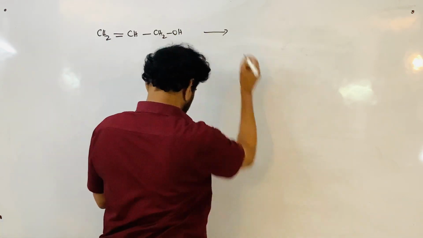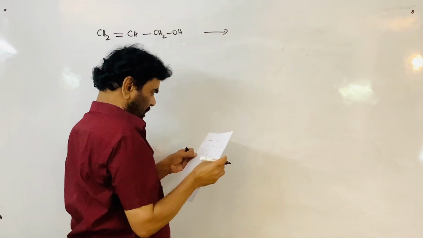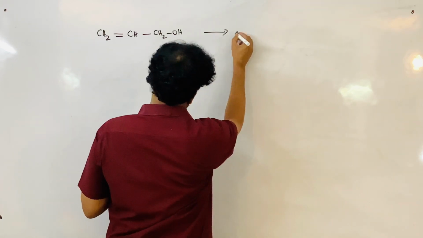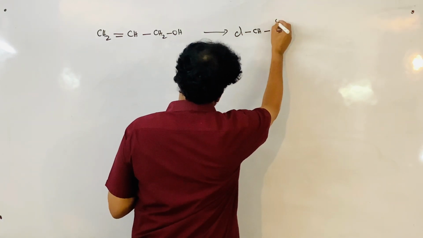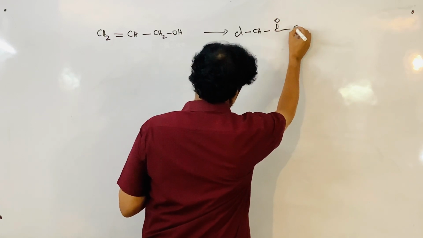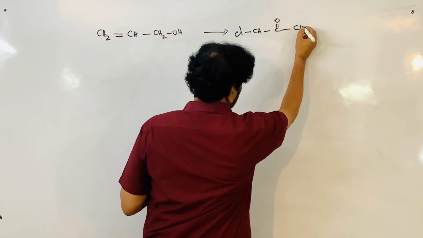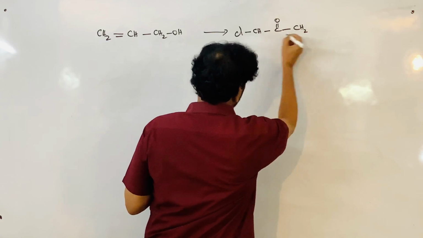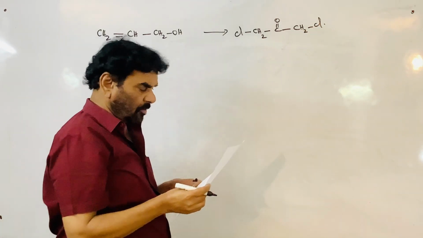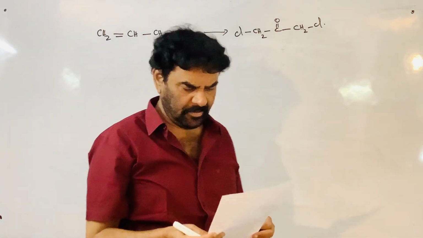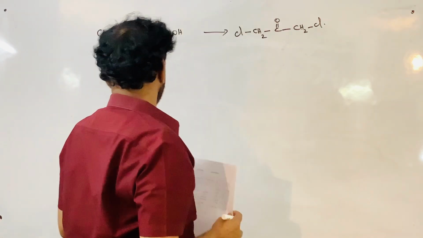The product is, this is Cl, dichloroacetone, or CH2CH2Cl, 1,3-dichloropropan-2-one. This is the reaction.